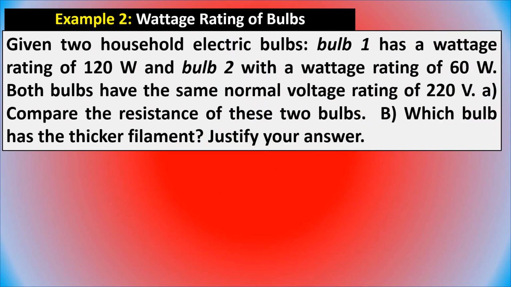So you're given two household electric bulbs. Bulb 1 has a wattage rating of 120 watts. Okay, this symbol for wattage, also known as electric power, represents watt. And 1 watt is actually equal to 1 joule per second.